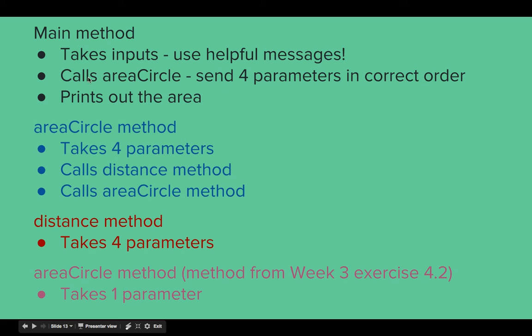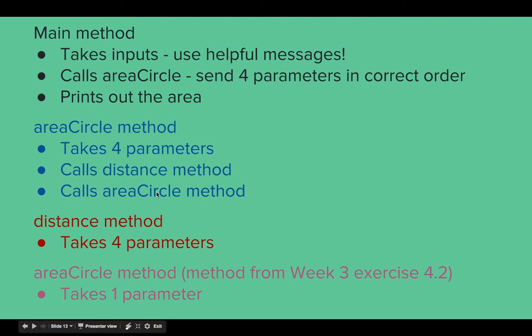So the main method is then going to call the area circle method that takes the 4 parameters. And then because you're going to do some returns here, you're going to actually print out afterwards, but it needs to go through your other methods first. So the area circle method is going to take in the 4 parameters. It's going to call the distance method. The distance method takes in the 4 parameters, and then that's going to return up here.